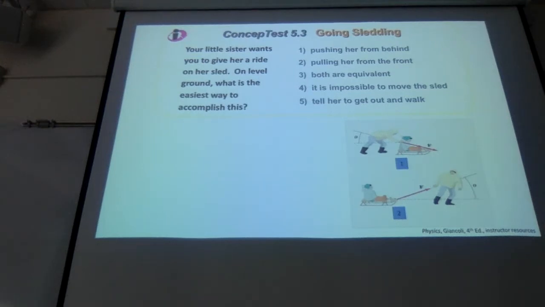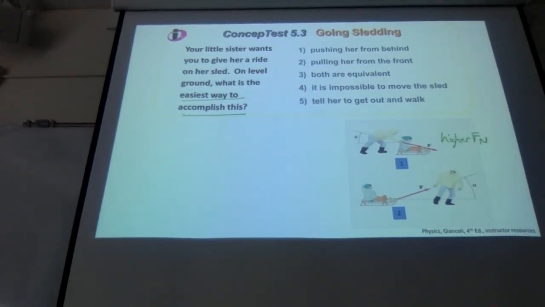So we already know that this one has higher normal force. But now it's asking the easiest way to accomplish this whole ride on the sled. Clearly the answer is number 5. There's nothing easier than that. But I don't think that's the point of the problem. Yeah, that's just, no. So that's not quite right.